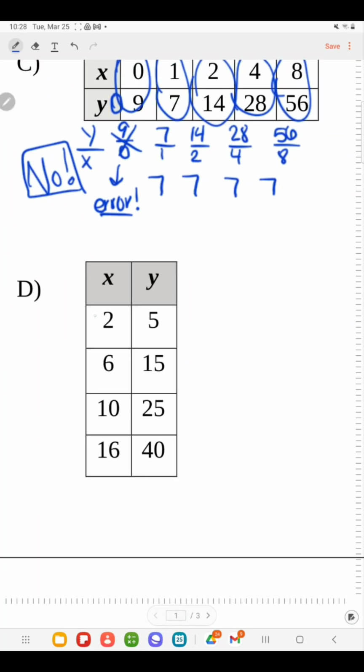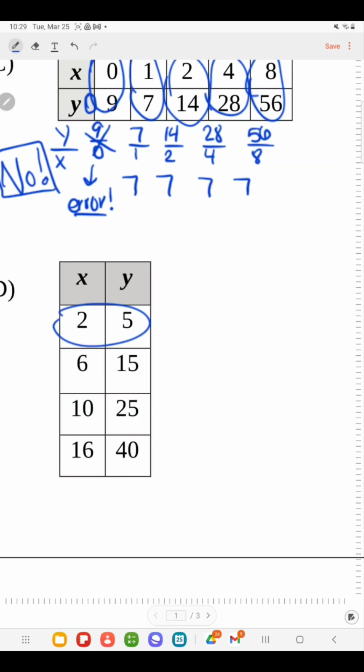Next up, y and an x. These are written differently. They put the table sideways, so you're still going to do the same thing though. We put y over x to get 5 over 2.